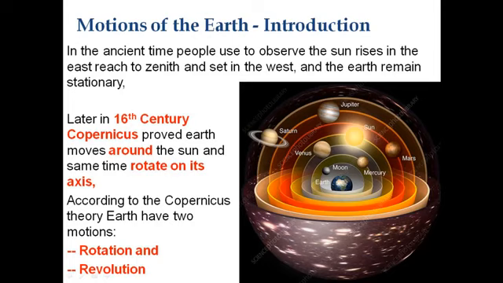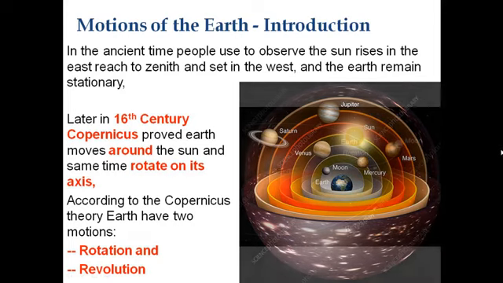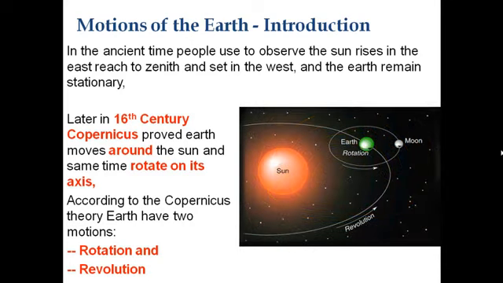Before the 16th century, the Ptolemaic view was that the Earth was at the center and all other celestial bodies were revolving about the Earth. The Earth at the center is called the geocentric view. Later, in the 16th century, Copernicus proved the Earth moves around the Sun and at the same time rotates on its own axis. As you can see in this picture, the Sun is in the center. This is called the heliocentric view, and the Earth revolves about the Sun and at the same time it is also rotating on its own axis. According to Copernicus's theory, the Earth has two motions, rotation and revolution.